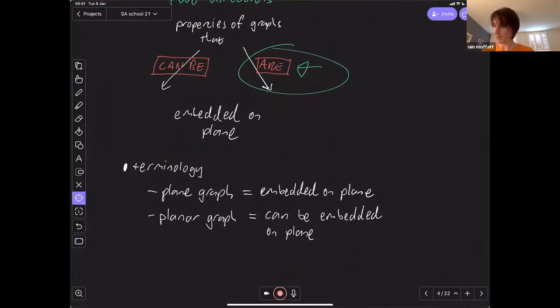And maybe just a little bit of terminology that I won't use so much, but the terminology in the literature reflects this subtlety. And this is often overlooked: when you're talking about a plane graph, that's some graph that's embedded in the plane, whereas a planar graph is one that can be embedded in the plane. Okay, so there's a little subtle distinction that often gets blurred in the graph theory literature.